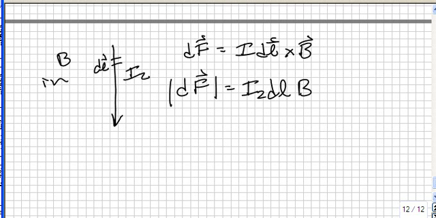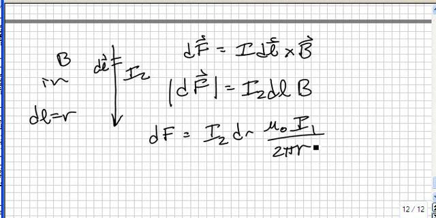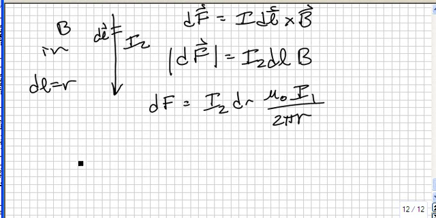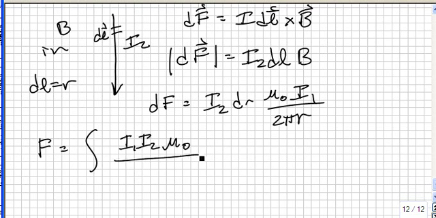Now, since I'm moving in the r direction as I've defined things, I'm moving outward from the wire, I'm going to make the identification that dl is equal to dr. That is, I'm going outward in the r direction. That allows me to write the differential force, dF, is equal to I2 times dr times the B field, which we already said was mu naught I1 over 2 pi r. Okay, so now we're in a position to calculate what the total force is in this case, just by integrating. So I'm going to write my expression, I1, I2, mu naught over 2 pi. All those are constant, dr over r.